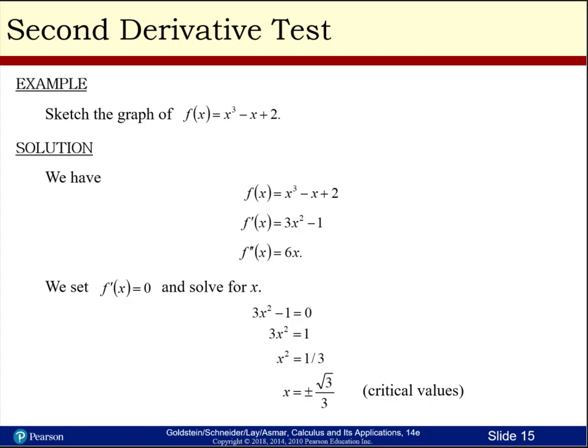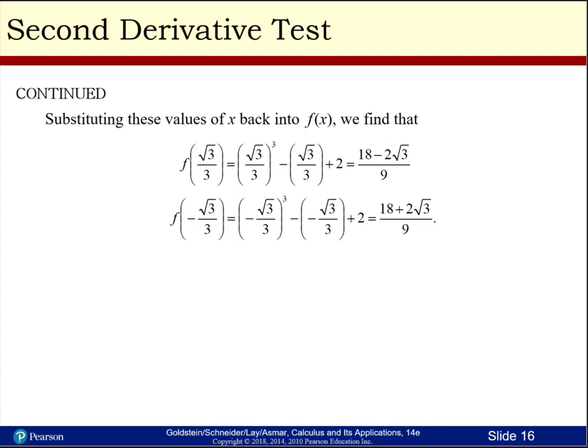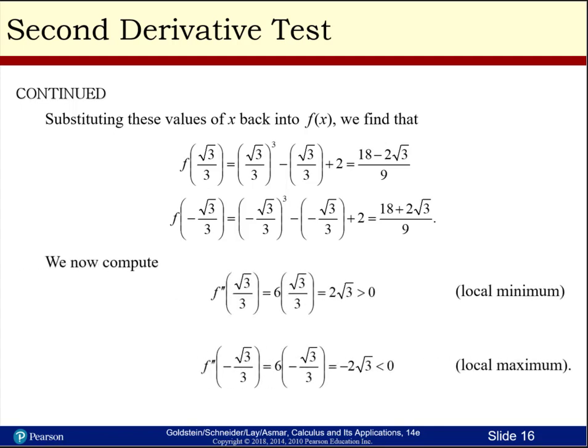We're going to need to substitute these values of x back into f of x, and we're going to find that after that computation, we get some sort of decimal number. We definitely aren't going to be plotting that, so we would probably want to change that to a decimal. Then we're going to check those values, square root of 3 over 3 and negative square root of 3 over 3, to see if we have local maximums or minimums.